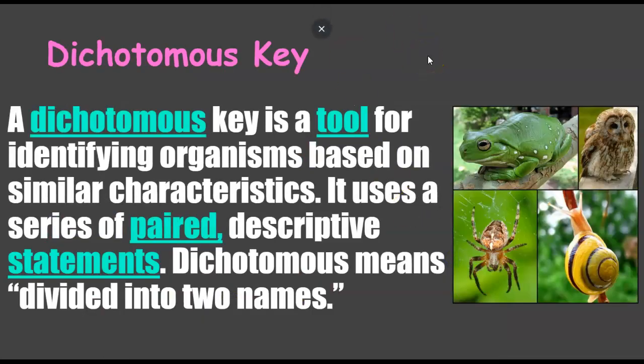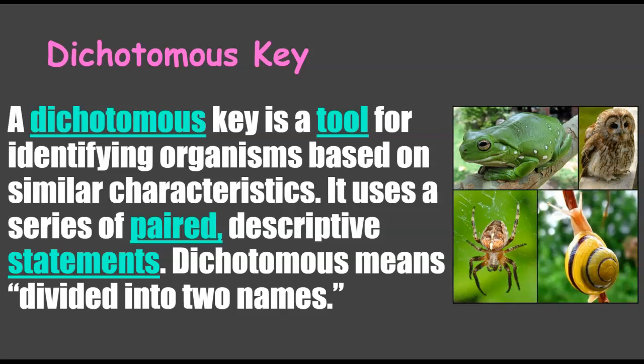All right, to be able to get this classification, this organization, and naming of the organisms, we use a dichotomous key, which is a tool for identifying organisms based on similar characteristics. It uses a series of paired descriptive statements, and dichotomous means divided into two names.